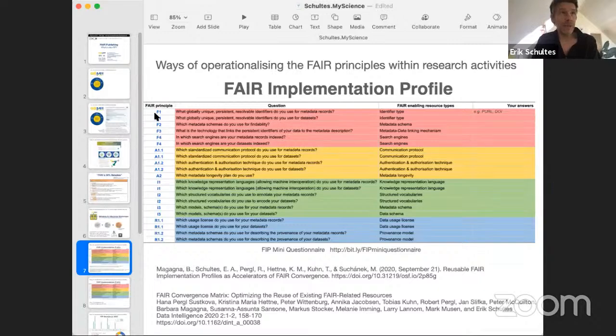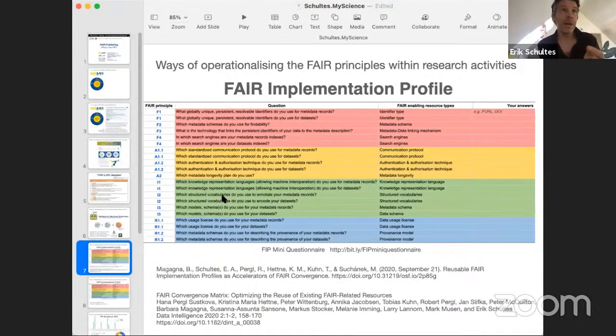And what we've done here is we've listed each of the FAIR principles, and over the years we've created very carefully a set of questions that prompt the user to state in very explicit terms what are the actual FAIR enabling resources that you would use to implement, say, principle F1 or F2, F3, etc.